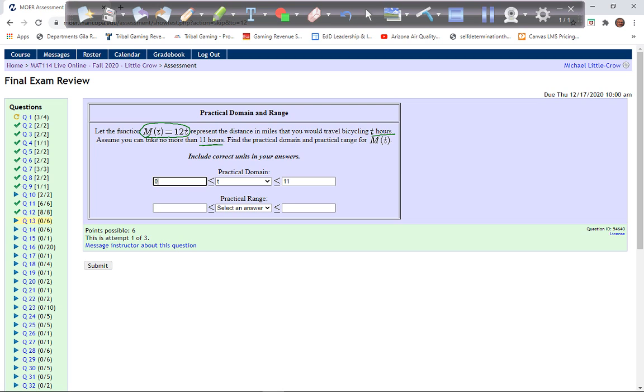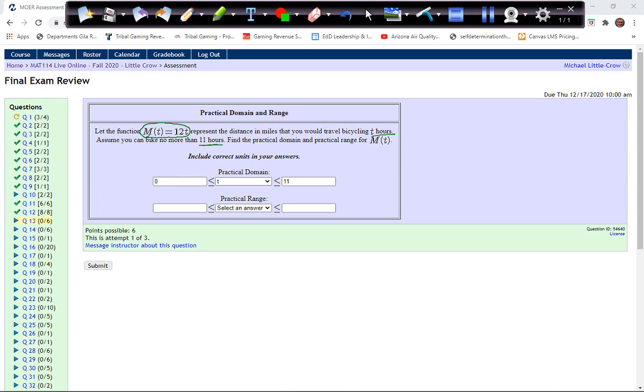Now, when we look at our practical range, what we do is we put these two endpoints in. So if I don't do any time on the bike, how far will I go? Not very far, right? So I find m of 0. That's 0. And then I find m of 11. So that would give me the other extreme. And 12 times 11 is 132. 132, right? Yeah. And so that's my practical range.